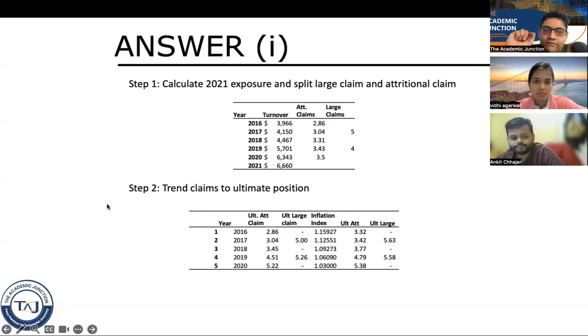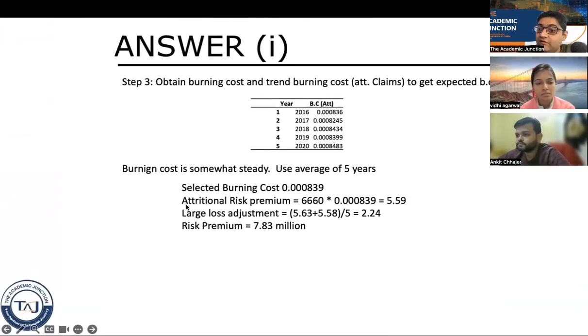Yeah. So once you do this, what will happen is that once you get the ultimates and once you get the burning cost, you have to get the burning cost for attritional claims, right? Get the burning cost for attritional claims and get the risk premium for attritional claims, and then add a large claim loading. A large claim loading is nothing but the average over 5 years. So you have 5 years of data, you have 2 large claims. Just average it, you get one large claim loading, you add that large claim loading to the risk premium, and that's the answer.